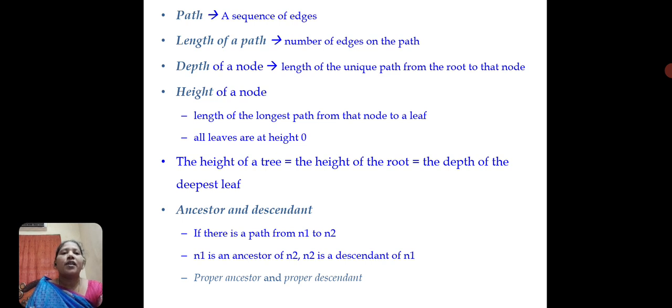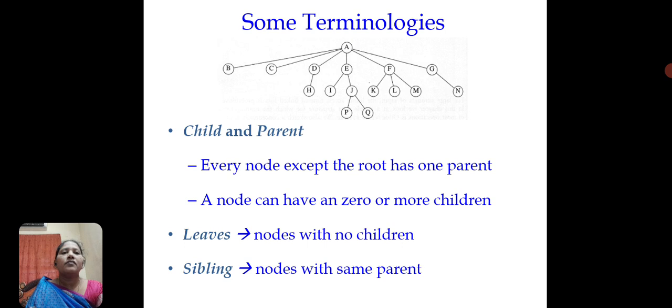That is, in the diagram we can see that A is at the depth of 0, B, C, D, E, F, G are at the depth of 1, H, I, J, K, L, M, N are at the depth of 2 and P and Q are at the depth of 3. Similarly, the height of P and Q is 0, and the height of H, I, J, K, L, M and N is 1.